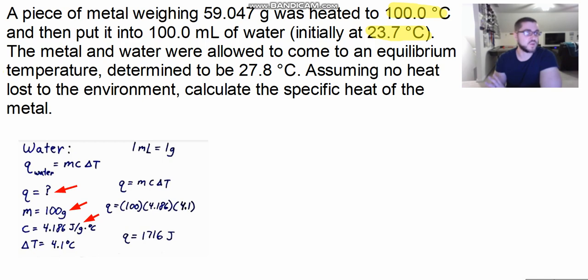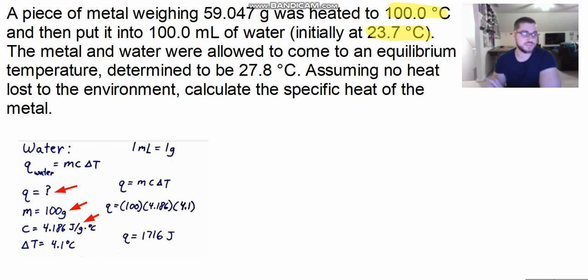It's not given in this problem, but it's 4.186, and that's just something you could look up online or in a textbook. This is a number you'll really want to get familiar with, because water is going to be used in almost every calorimeter. Now, delta T gets a little bit complicated. This is the change in temperature. So as we're looking at these variables, Q is the heat that the water absorbs, M is the mass of the water, C is the specific heat of the water, and delta T is the temperature change of the water.